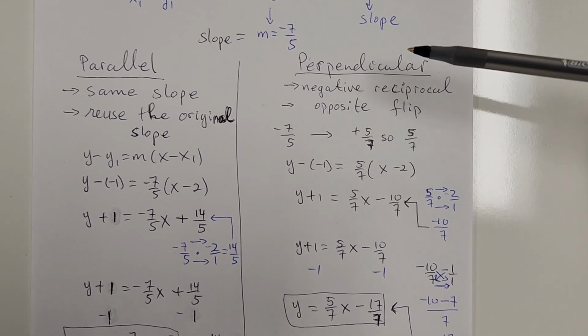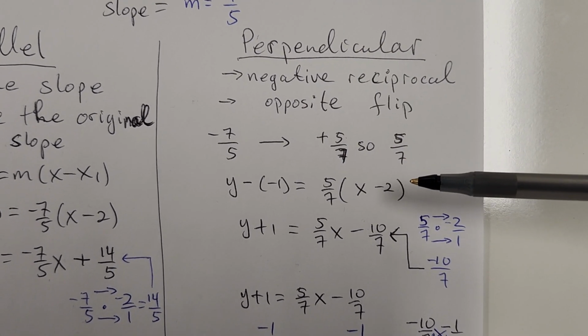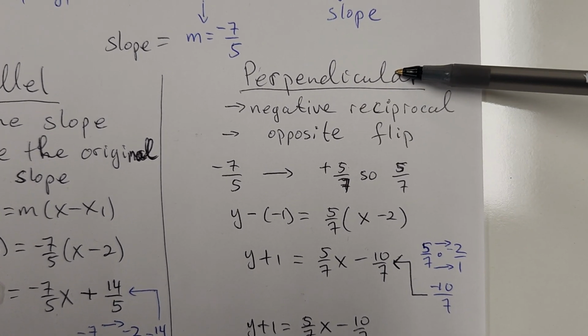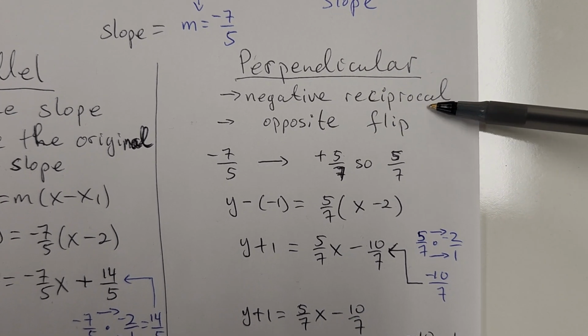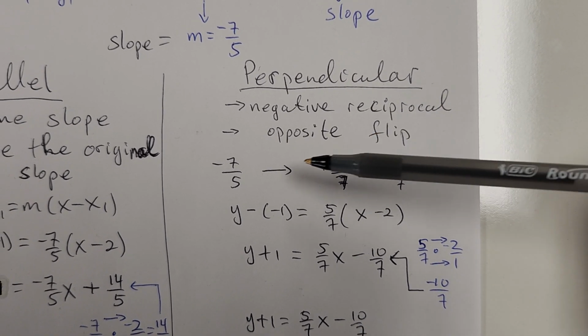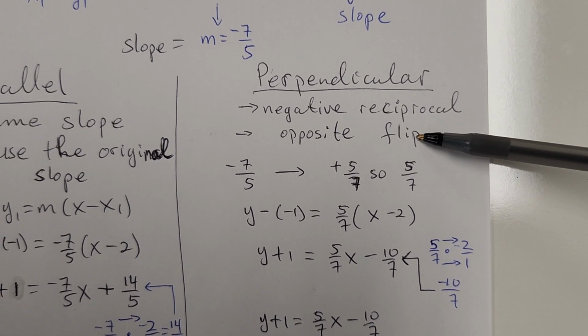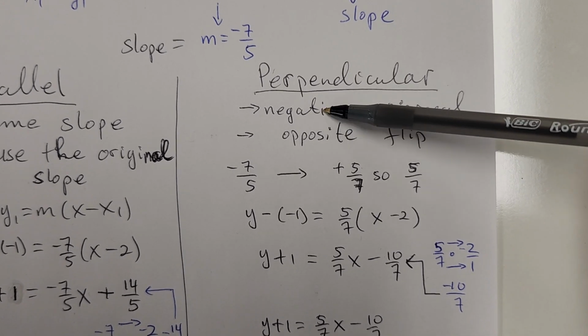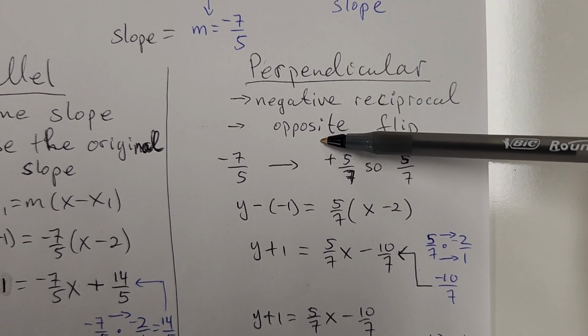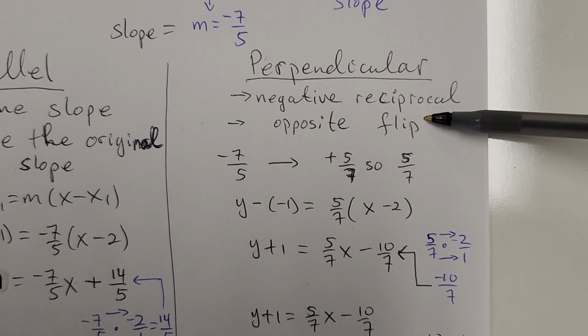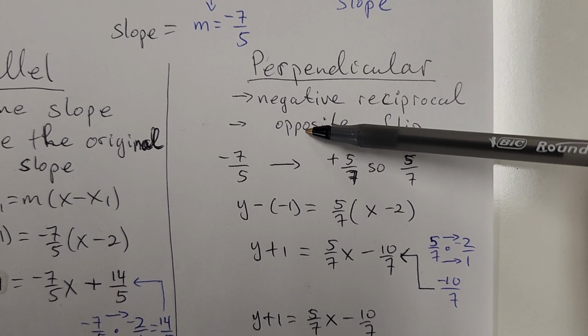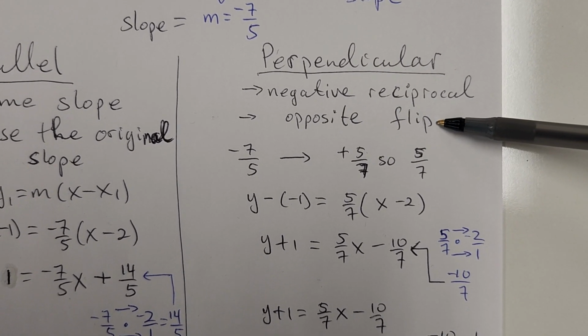Okay, so over here we are looking for perpendicular. To be perpendicular, you will do negative reciprocal. However, let's use these two words so it makes it easier to understand. So negative, you're going to use the word opposite. Reciprocal, you're going to flip. So opposite the sign and then flip the fractions.